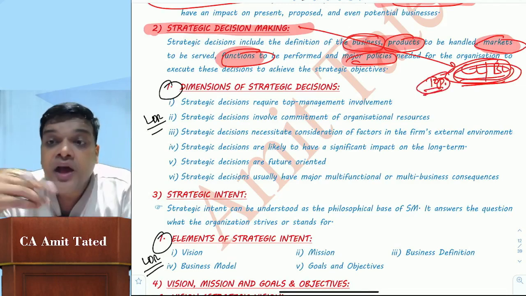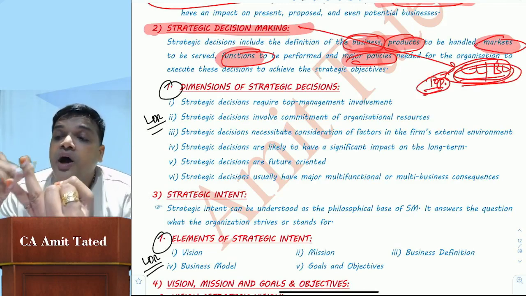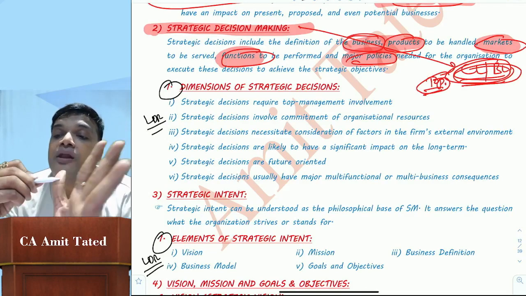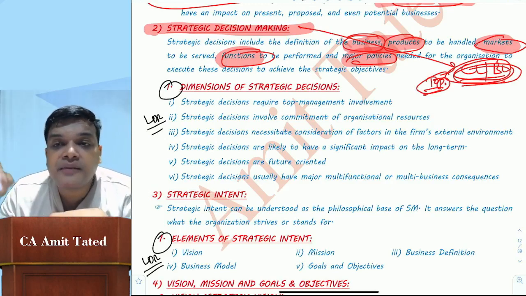So remember, strategic decision making. Remember the five keywords: business, products, market, functions, and policies. Evaluating a decision out of all these five is nothing but called strategic decision making.